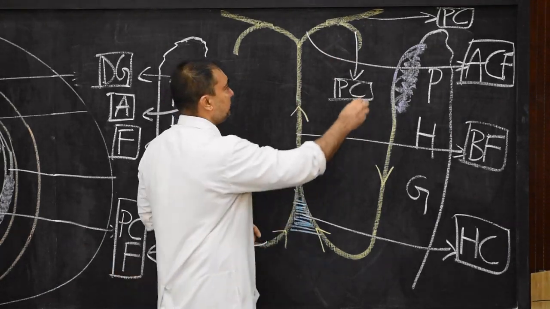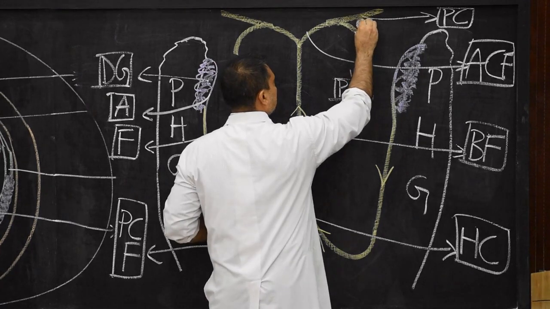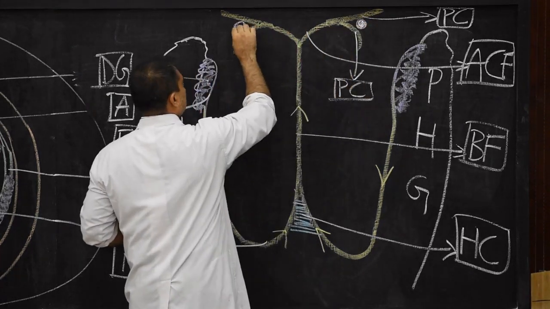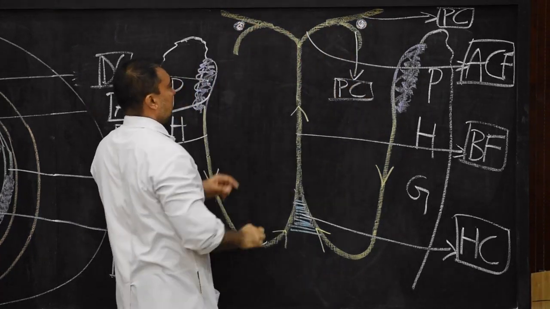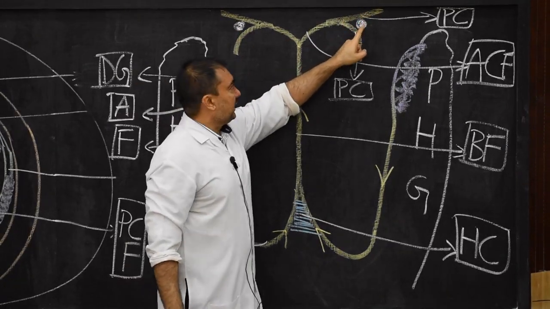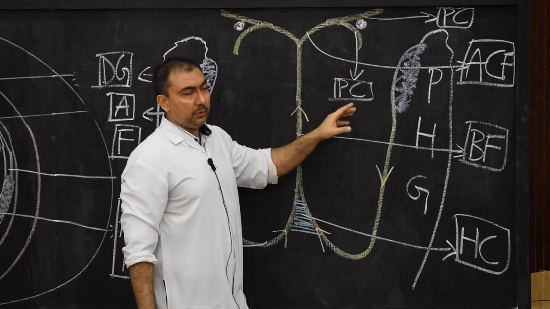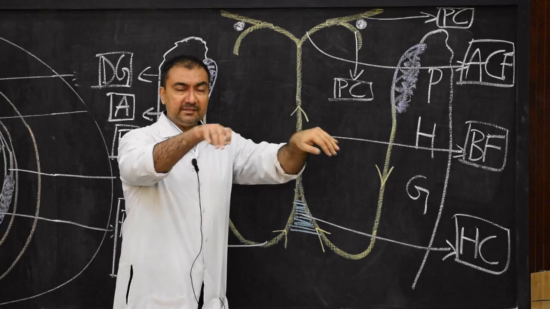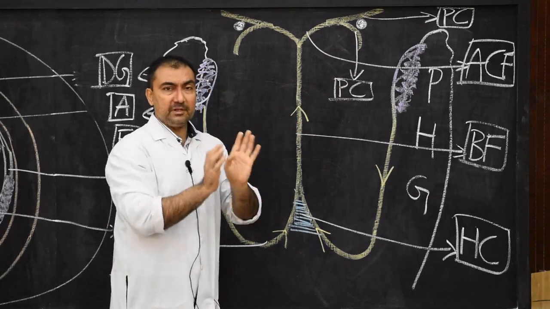So here we show a small cross section of the anterior commissure. This is the anterior commissure, fibers passing in front, precommissural, fibers passing behind, postcommissural fibers. So the fornix is divided into two segments, precommissural and postcommissural fibers.